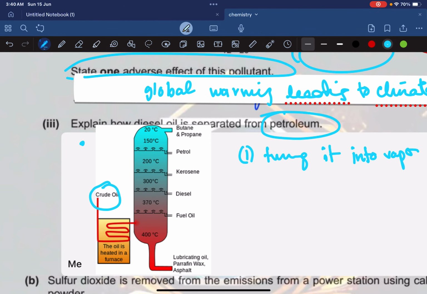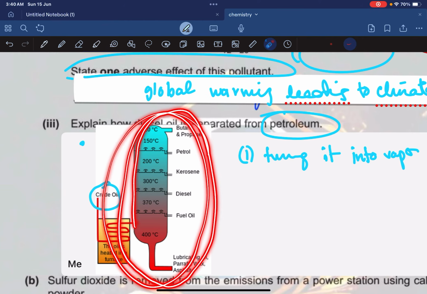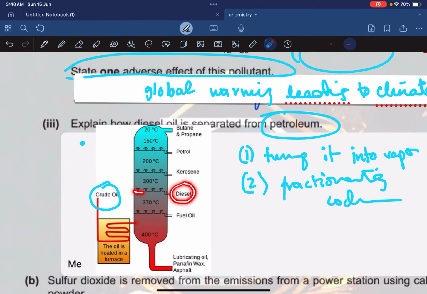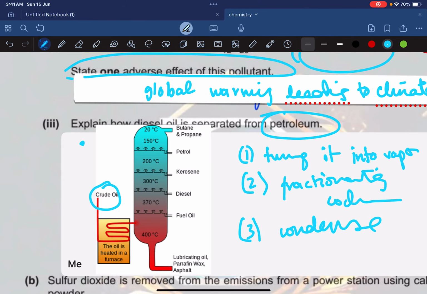Then the second mark is gonna be that we're gonna pass it through a fractionating column. This thing is called a fractionating column. After we pass it through the fractionating column, the last thing is gonna be to collect the diesel at this point. I don't think you had to mention the chain length or the temperature. That's not included. You just had to write that the vapor is gonna condense, and then you have your diesel fraction.